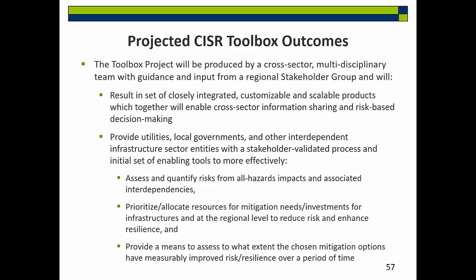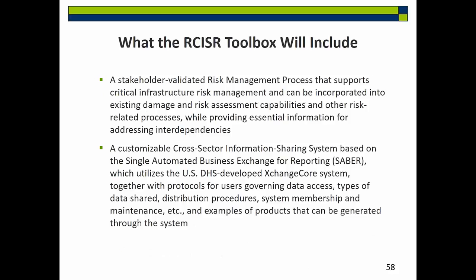Had a couple of specific outcomes: closely integrated, customizable products to help risk-based decision-making. Provide utilities, specifically local governments and other interdependent infrastructure, with the ability to assess and quantify risks, prioritize and allocate those resources, and be able to, in the future, choose mitigation options. Well, how do you get all that varied information together? Well, a stakeholder-based risk management process is the beginning of it, but then how are you going to move the information? Second bullet, a cross-sector information sharing system that's based on the XchangeCore and SABRE model for being able to share data, create distribution procedures, create a system membership, and deliver real product out through the system.